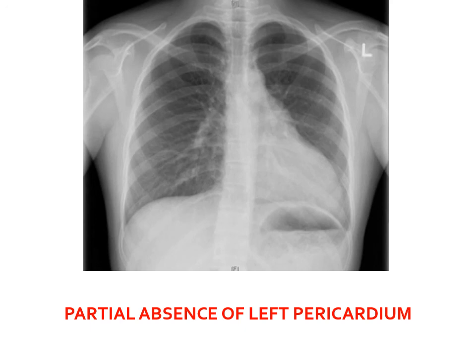We can also see that there is non-visualization of the right cardiac border, which is a characteristic feature of absence of the left pericardium. And we can also see lung tissue interposed between the base of the heart and the diaphragm. This is due to the absence of pericardium, which normally fills the space. On lateral chest radiograph, we will see increased distance between the sternum and the heart due to the absence of sternopericardial ligament.